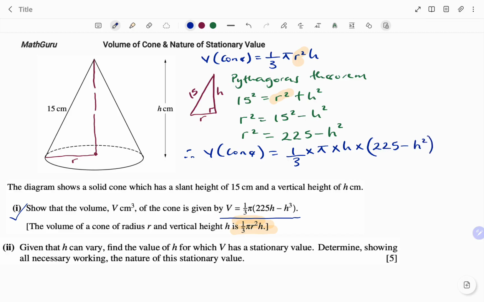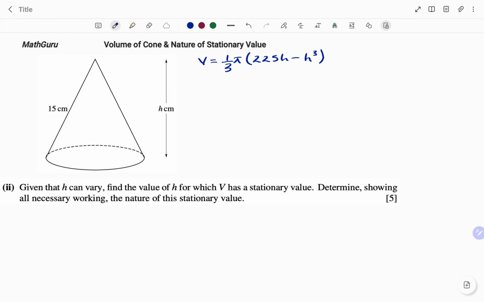Because in the question given, I have the h multiplying the content of the bracket, I have therefore my volume equals 1 over 3 pi, then I have the h, and I'm going to distribute that, so h multiplies all the terms in the bracket, and that will be, in bracket, 225h minus h squared times h, that's h cubed.